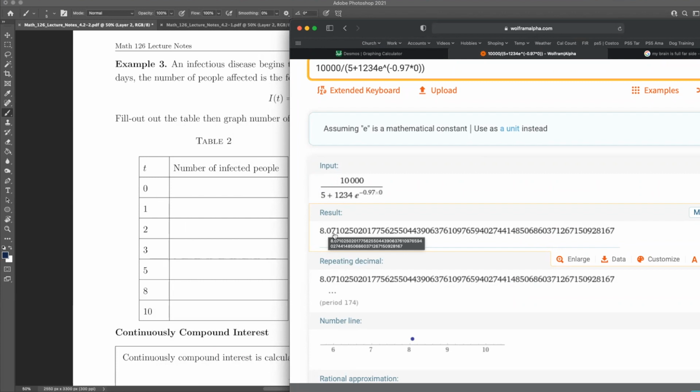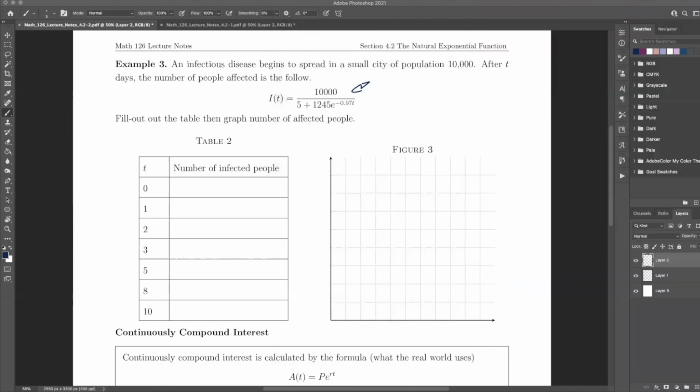When it comes to this infectious disease and infection, usually they determine that if you have X amount of the virus or the bacteria or whatever, that's an infectious amount. And so I think it was like, I don't know. I don't know. It's going to bug me. I'm going to look it up.